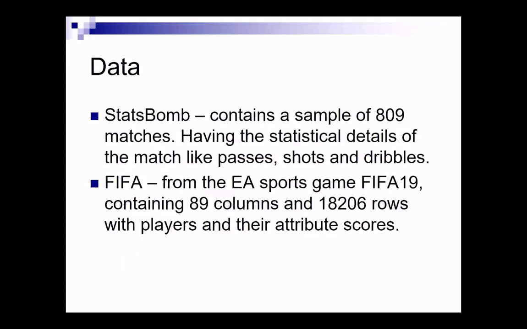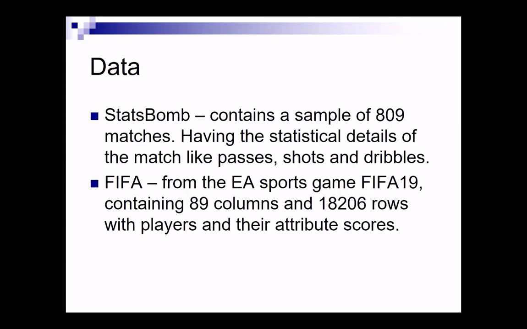Now coming to the dataset part, we use two different datasets in our research. One is StatsBomb and the other is the FIFA dataset. StatsBomb contains a sample of 809 matches, all of which are from the Spanish football competition La Liga. For each match, it defines what sort of event happened, such as passes, shots and dribbles. From 809 matches, we used 452 matches. In those 452 matches, 1.6 million events have happened, on average 3,559 per match.